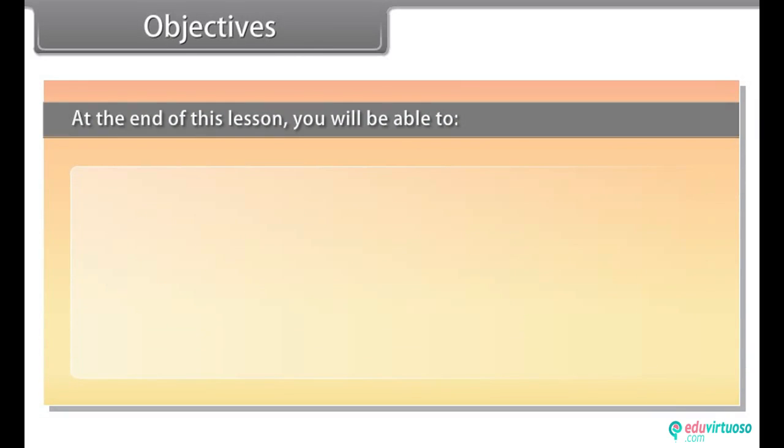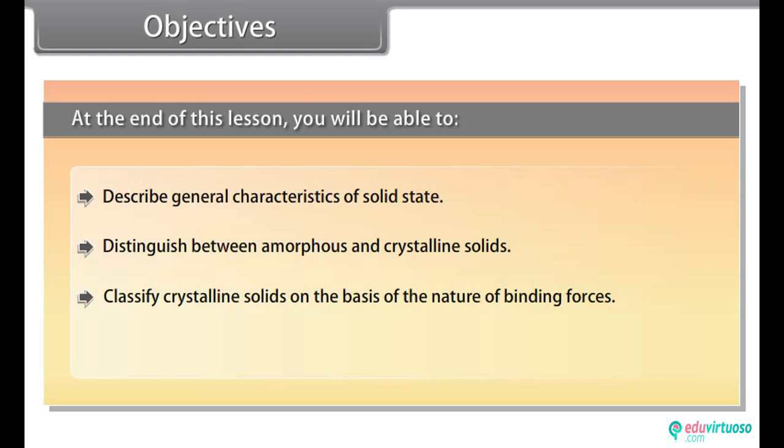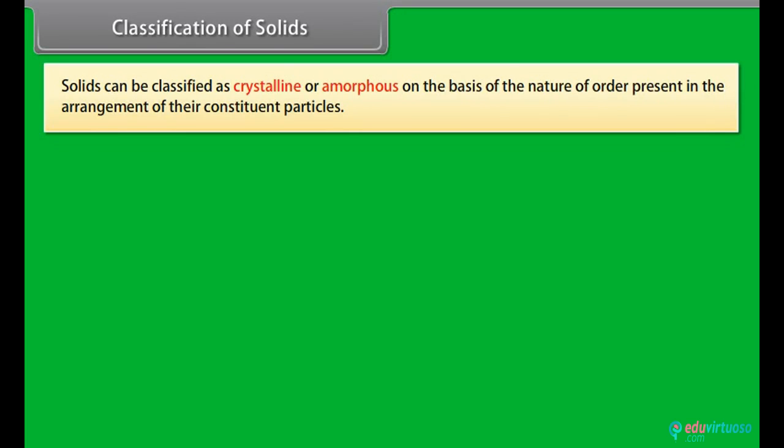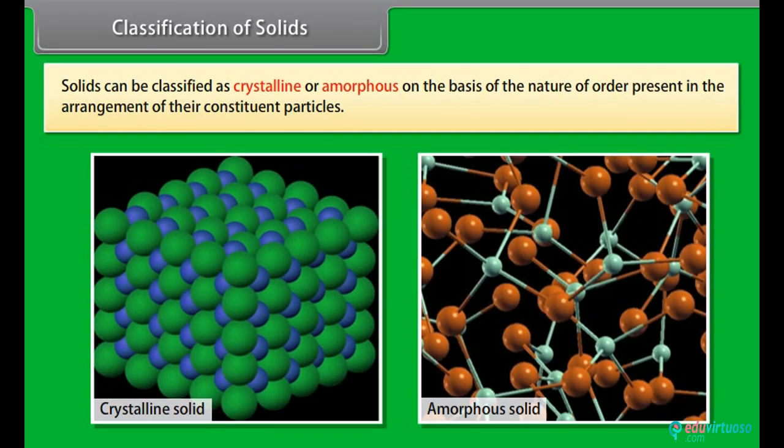At the end of this lesson, you will be able to describe general characteristics of solid state, distinguish between amorphous and crystalline solids, classify crystalline solids on the basis of the nature of binding forces, define crystal lattice and unit cell. Classification of solids. Solids can be classified as crystalline or amorphous on the basis of the nature of order present in the arrangement of their constituent particles.